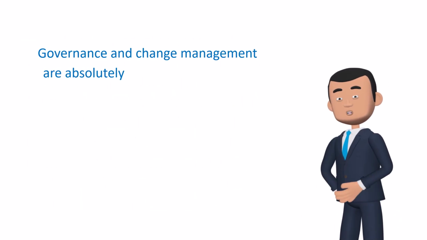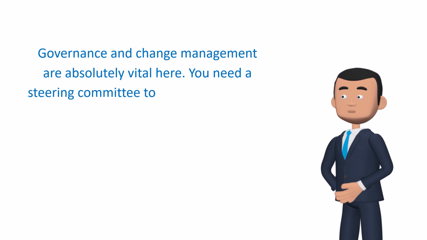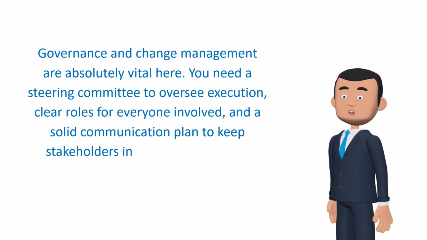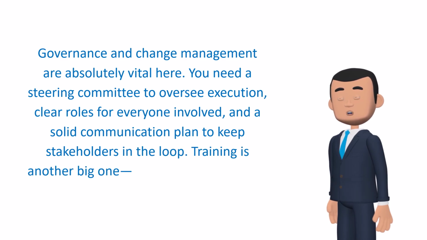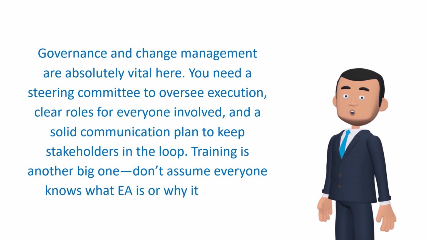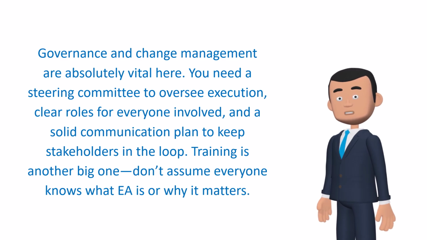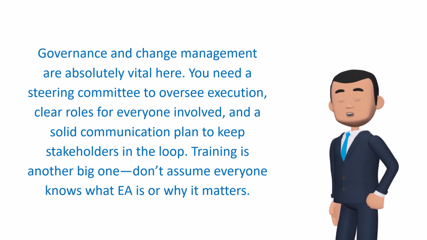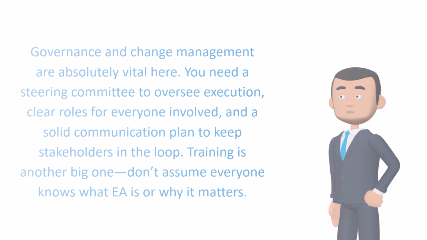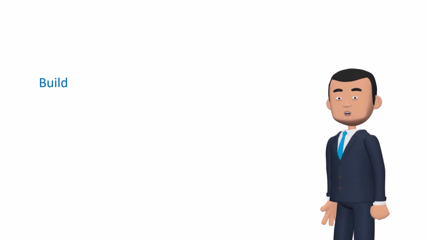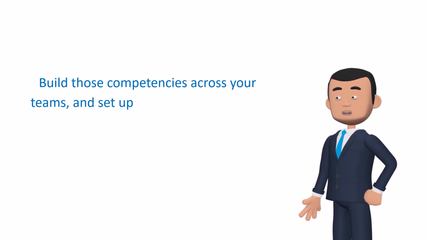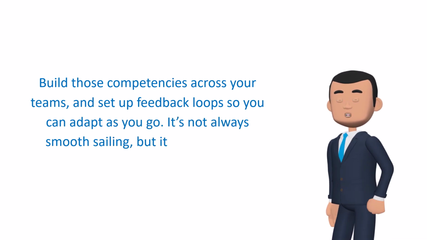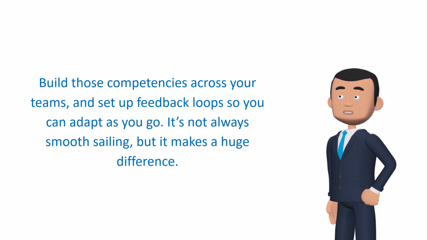Governance and change management are absolutely vital here. You need a steering committee to oversee execution, clear roles for everyone involved, and a solid communication plan to keep stakeholders in the loop. Training is another big one. Don't assume everyone knows what EA is or why it matters. Build those competencies across your teams and set up feedback loops so you can adapt as you go. It's not always smooth sailing, but it makes a huge difference.